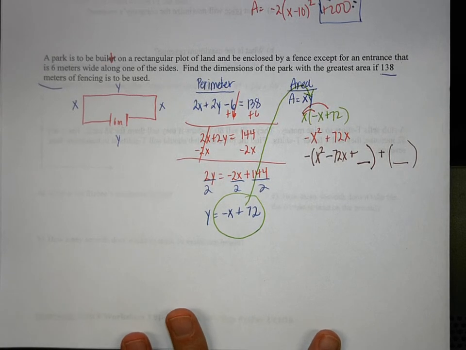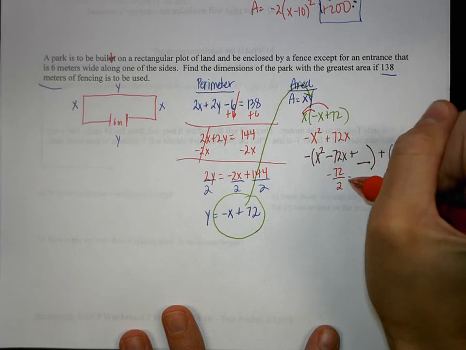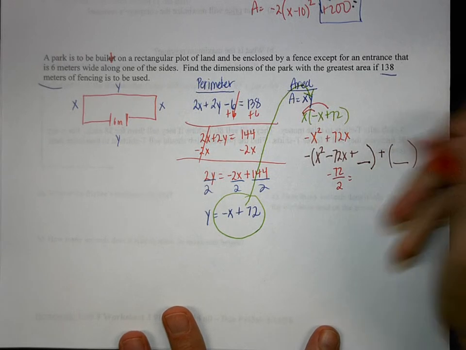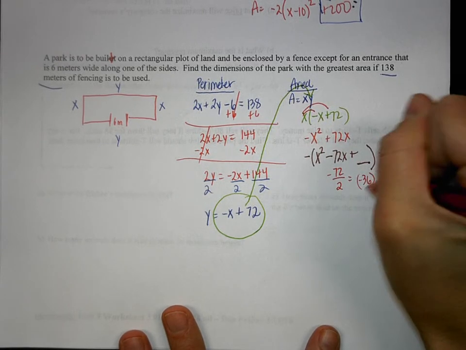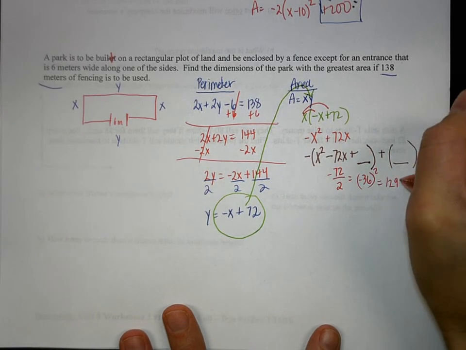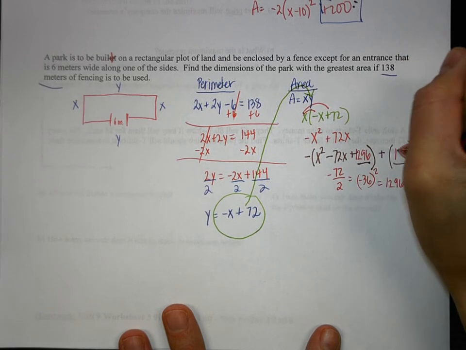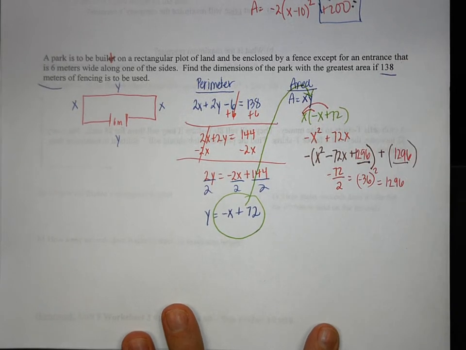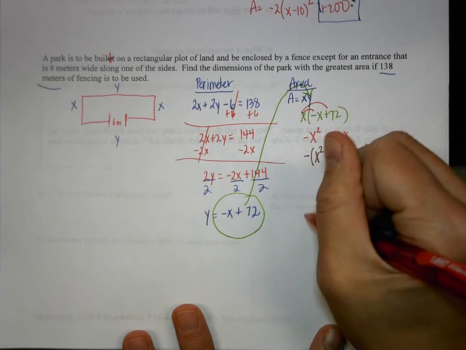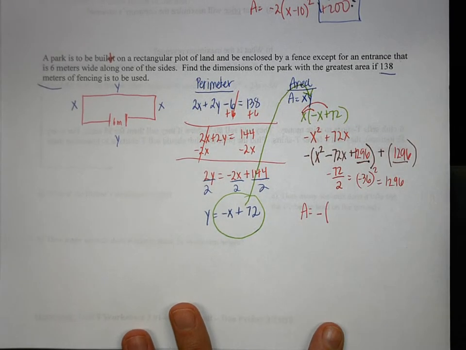Now to solve here, we're going to go negative 72 divided by 2, which is negative 36, and we square negative 36, and that equals 1296. So this right here is 1296, and this is 1296. When you write your area equation now, I have negative, and what's going to be my square?